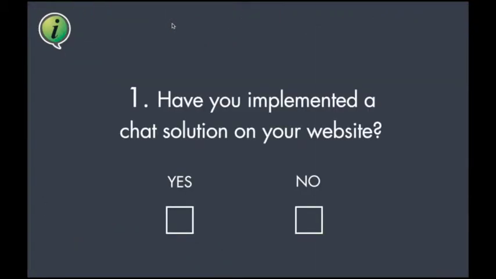Just the first question, the poll question, would be to ask you simply if you've implemented a chat solution on your website. Do you use live chat on your website either as a customer service tool or a sales tool? It'd be great if you could just answer that.